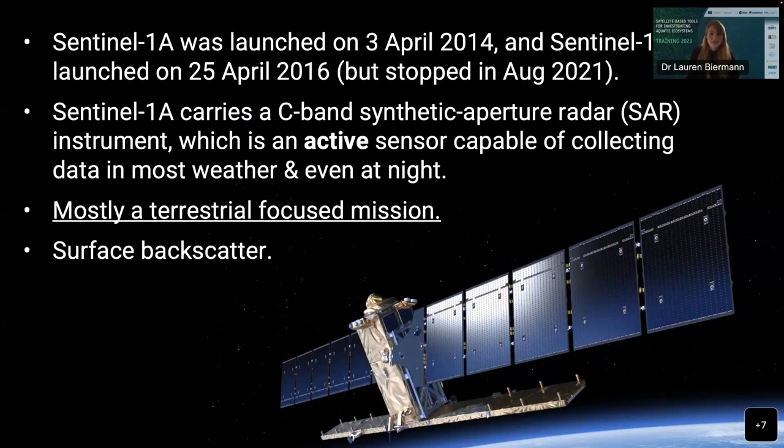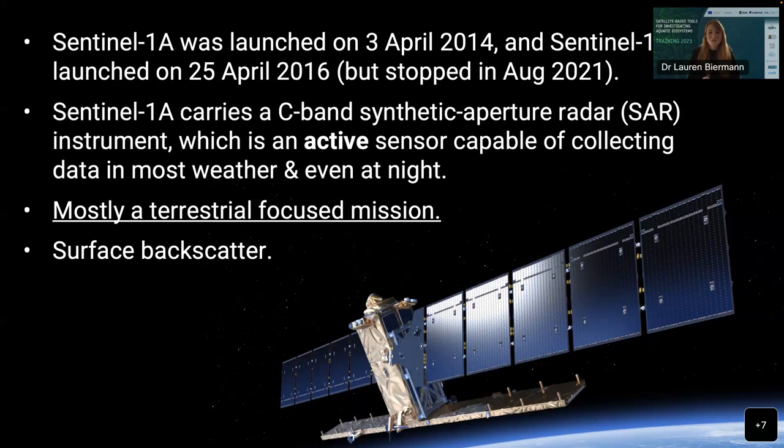Sentinel-1B regrettably stopped collecting data in 2021. We only have one radar satellite that we can use the data freely now under the Copernicus program. And that had big implications for data coverage, but at least we still have one. They carry C-band synthetic aperture radar instruments, what Sentinel-1A does, and this is that active sensor I was telling you about. So not only can it collect data in most weather and through cloud, it can collect data at night. Again, mostly a terrestrial focus mission. And for those of us used to getting the in-water properties, you need to forget that now, we're talking about only surface backscatter.